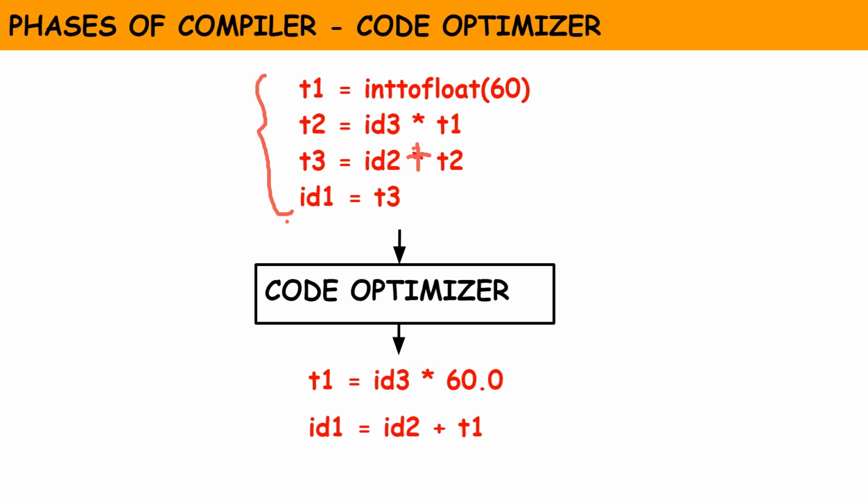this phase. T1 is equal to id3 times 60. id1 is equal to id2 plus T1. So the entire set of 3 address code is written in 2 lines. So earlier we had 4 lines. Now it is written in 2 lines. So the above code is a shorter sequence of the intermediate code generated. So this is how it is optimized in this phase.